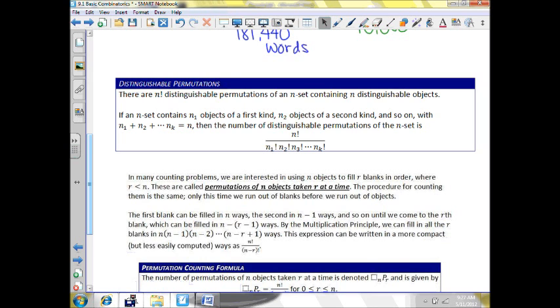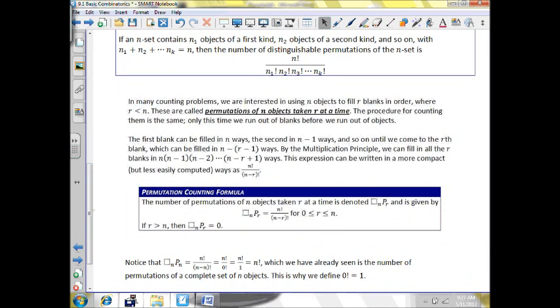Now, in many counting problems, we're interested in using n objects to fill r blanks in order, where r is less than n. These are called permutations of n objects taken r at a time. The procedure for counting them is the same, only this time we run out of blanks before we run out of objects. The first blank can be filled in n ways, the second in n minus 1, and so on until we come to the rth blank, which can be filled in n minus r plus 1 ways. By the multiplication principle, we can fill all the r blanks in n times n minus 1 times n minus 2, all the way to n minus r plus 1 ways.